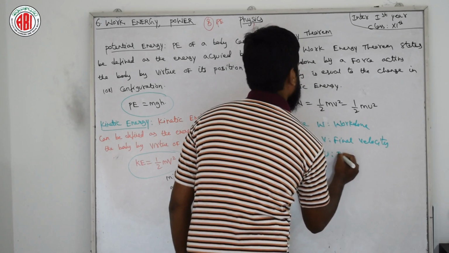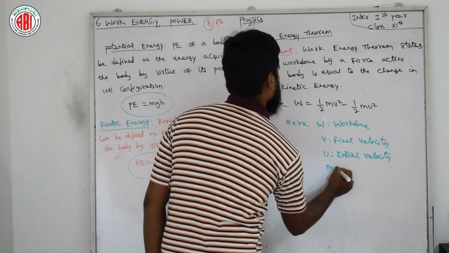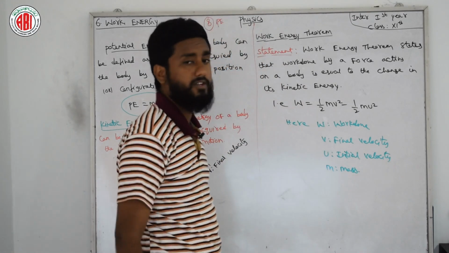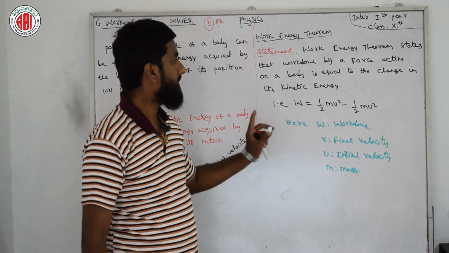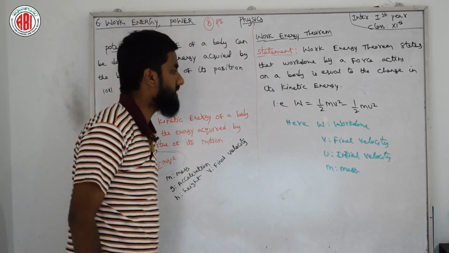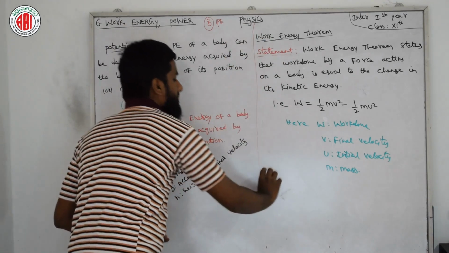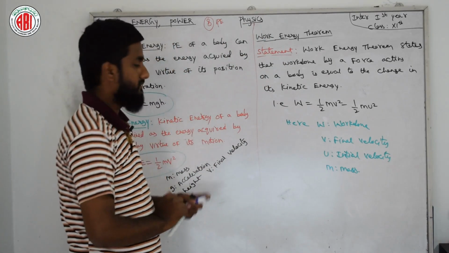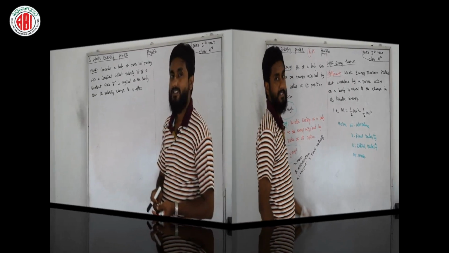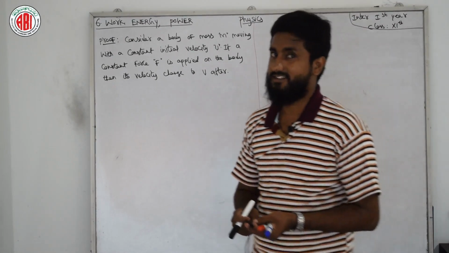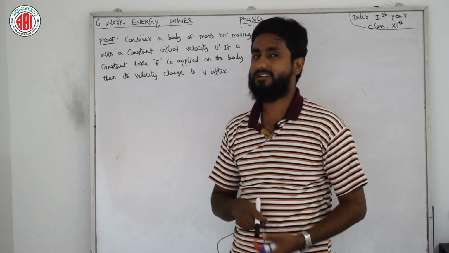U is nothing but initial velocity, M is nothing but mass. So this is an important statement you need to remember. Once you have copied this, I am standing here a few seconds. This is the work energy theorem statement. After that we need one proof also. So first of all, copy this. Hope you have ready the potential energy and kinetic energy definitions as well as the work energy theorem statement.